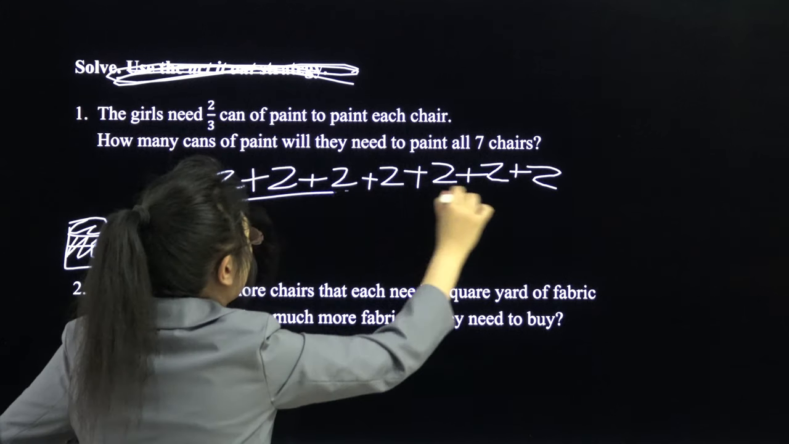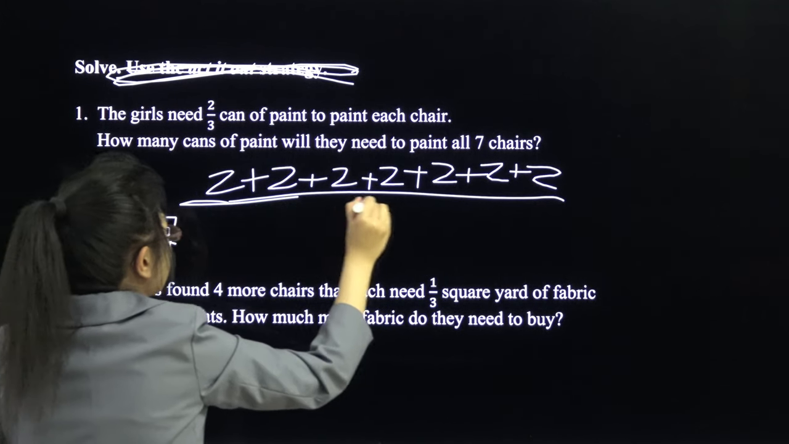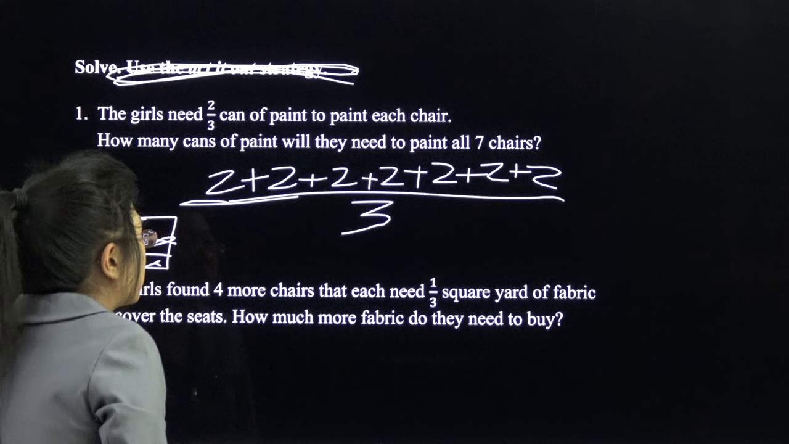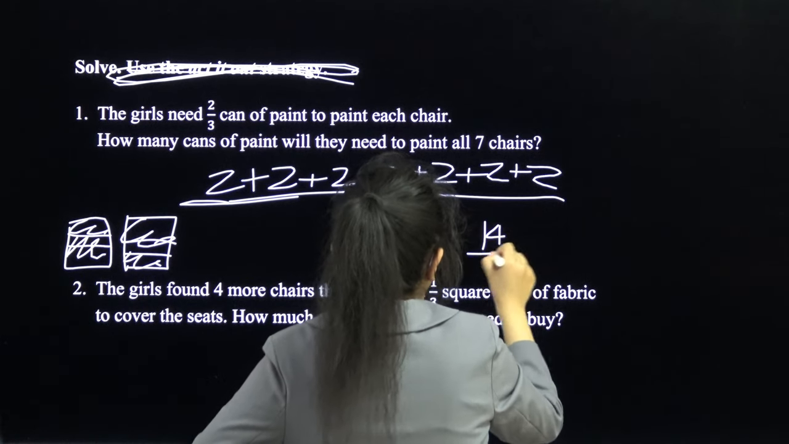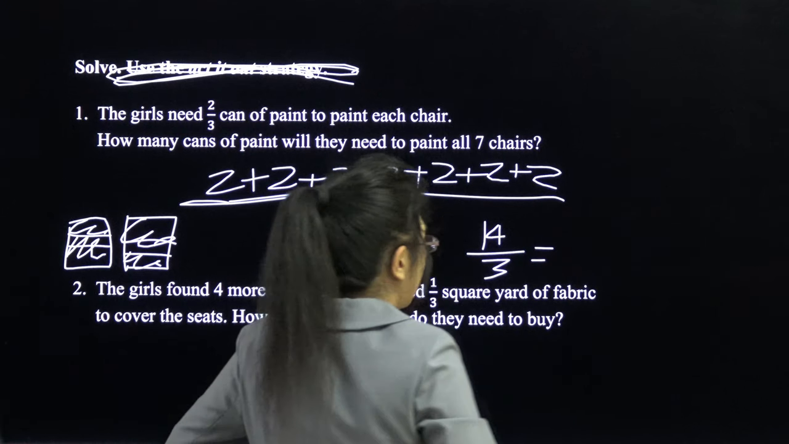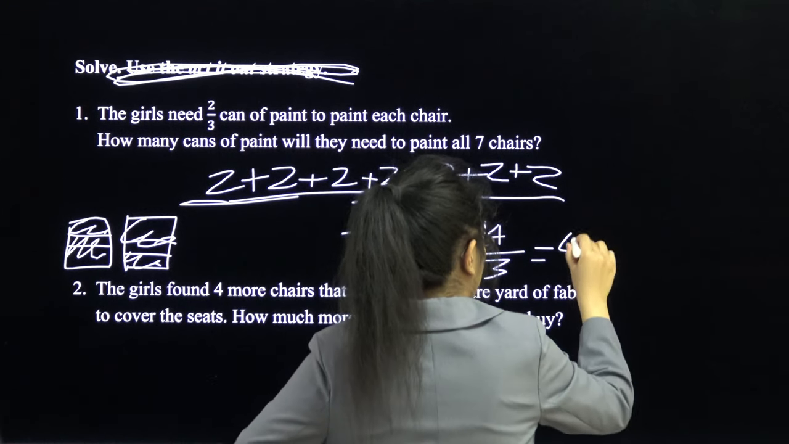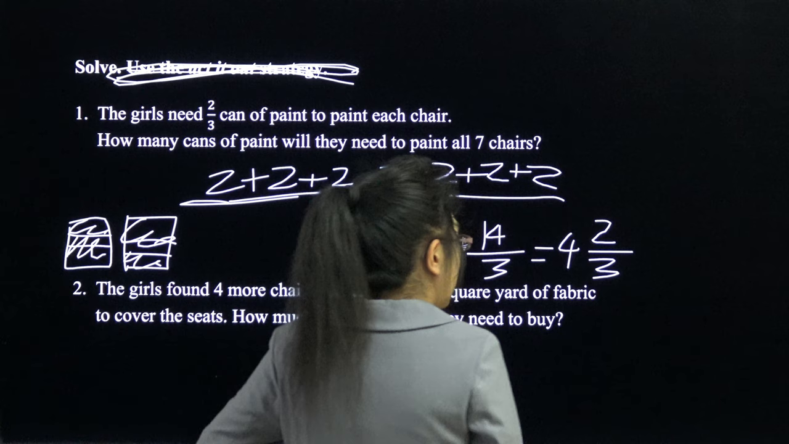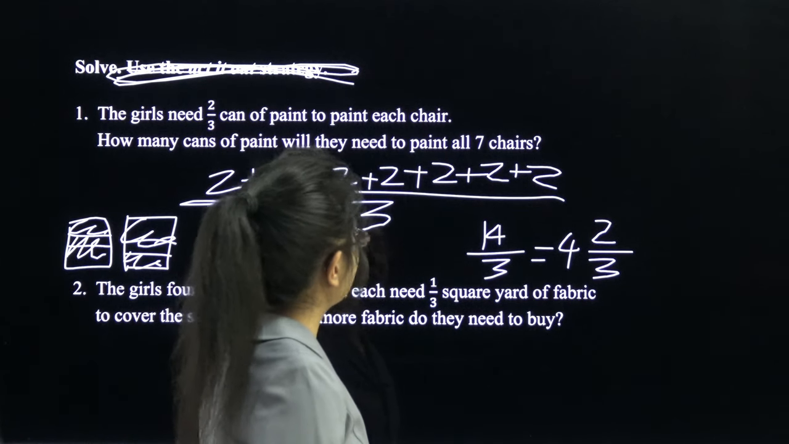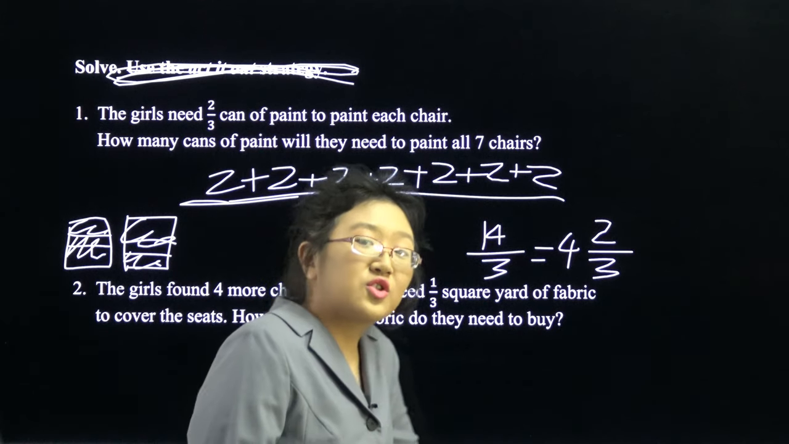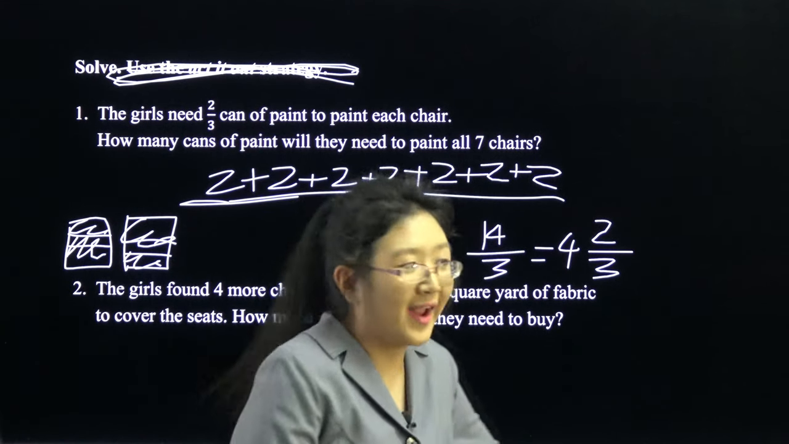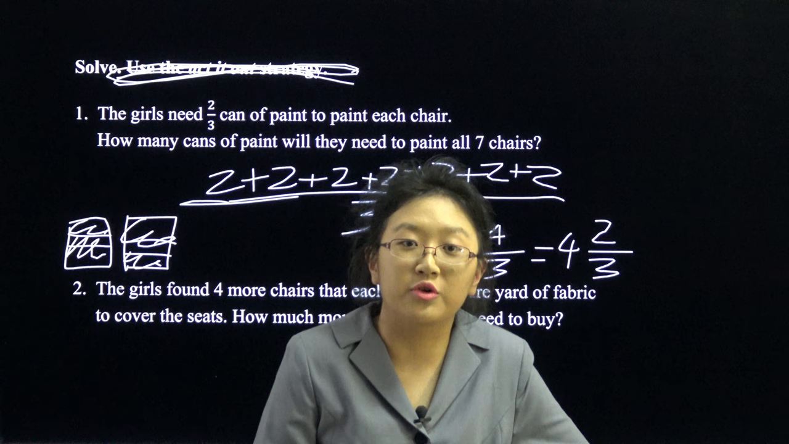2 plus 2 plus 2 plus 2 plus 2 plus 2 plus 2 over the common denominator of 3 equals 14 over 3, which means that they will need 14 divided by 3 equals 4, remainder 2, so 4 2/3 cans of paint to paint all 7 chairs. Well, that's much quicker than getting 4 2/3 cans of God knows what.